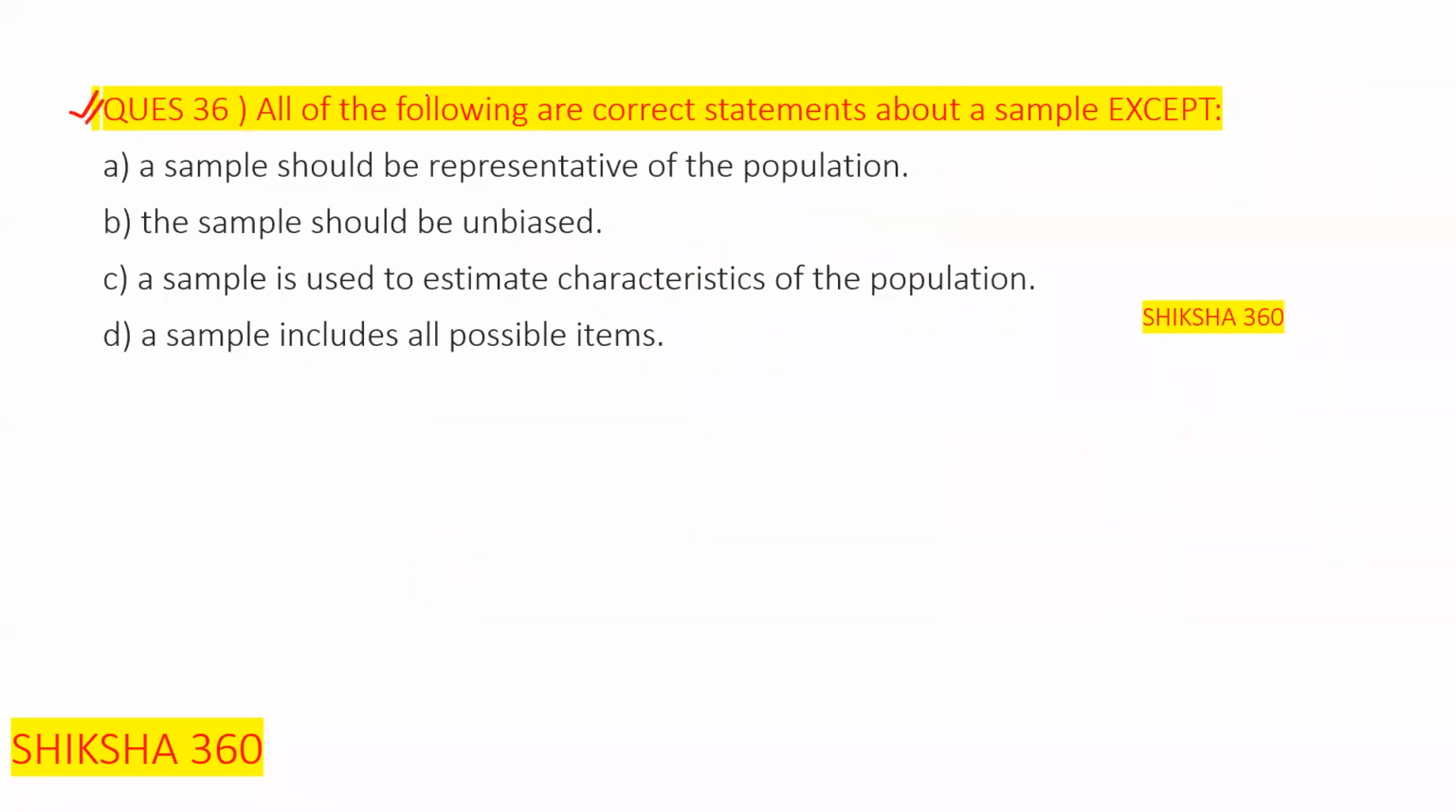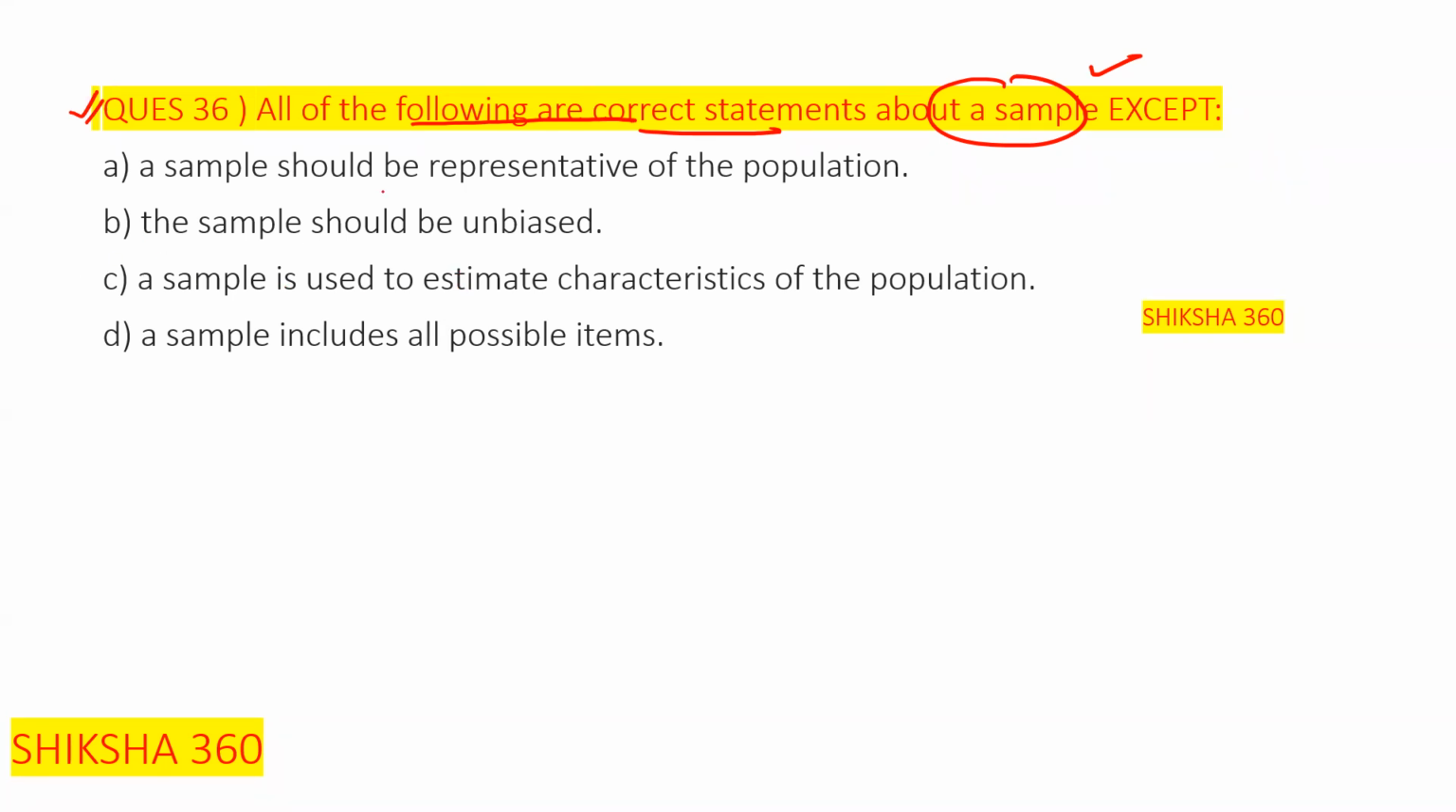Question number 36. All of the following are correct statements about a sample except. So we have to find which one of the following is not the correct answer to the question. All of the following are correct except one.